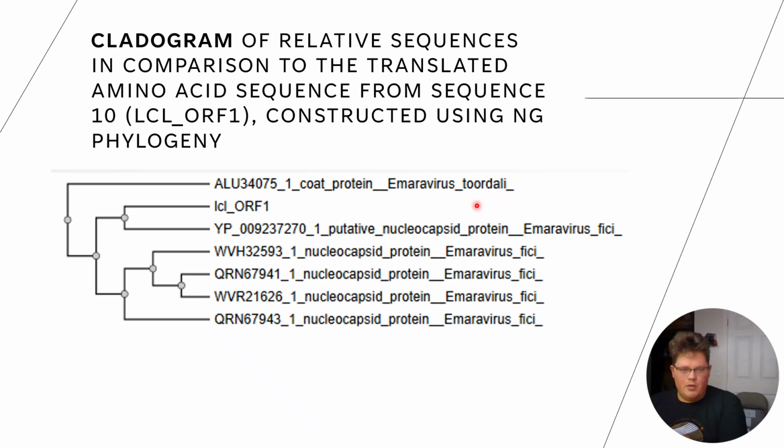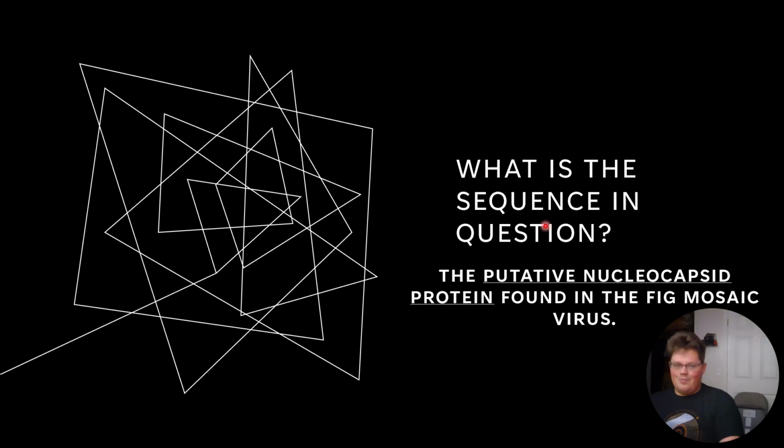YP_009237270.1, the putative nucleocapsid protein, which is interesting because if we look in our BLAST analysis, we see that this specific one right here showed 100% related to our sequence in question. Keep that in mind, because that's what our sequence is. Our sequence is the putative nucleocapsid protein found in the Fig mosaic virus.